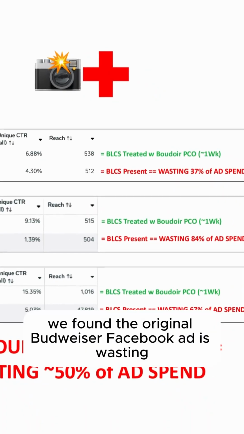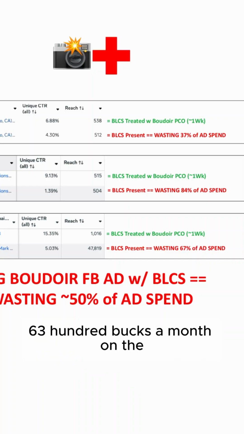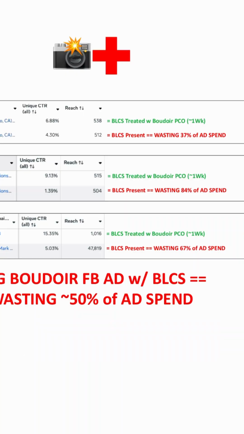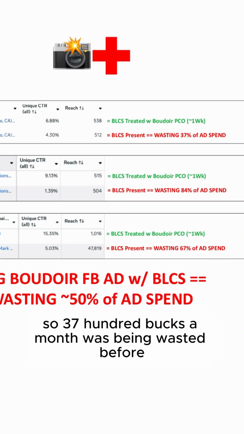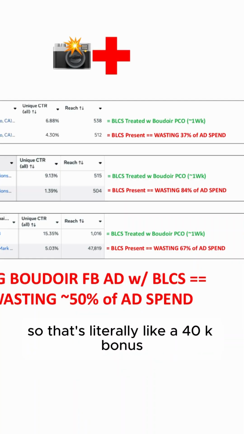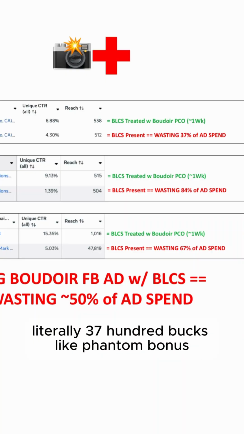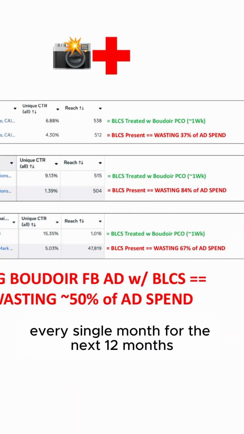So we found the original boudoir Facebook ad is wasting 37% of ad spend, which means if the original was spending 10 grand a month in boudoir Facebook ad spend, now the boudoir photographer only needs to spend $6,300 a month on the boudoir Pico treated ad, and they will get the same number. They're adding to the same number of women's brains each month. So $3,700 a month was being wasted before. Now we don't even spend it. The boudoir photographer can simply pocket it. So that's literally like a 40K bonus over the next 12 months. Literally $3,700 like phantom bonus every single month for the next 12 months.